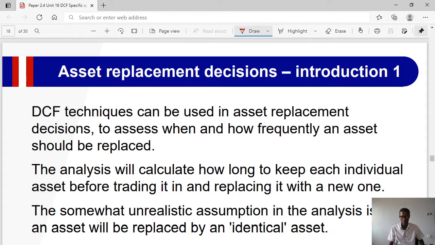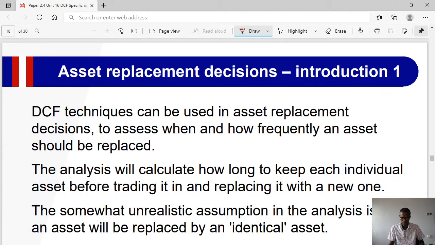Looking at part 2 of our unit number 16, specific applications. In the first part, we looked at the decision to lease or to buy an asset. In this second part, we will be looking at asset replacement decisions. The DCF technique can be used in asset replacement. When you are making an asset replacement decision, you use the DCF technique to assess when to replace the asset and how frequently an asset should be replaced.